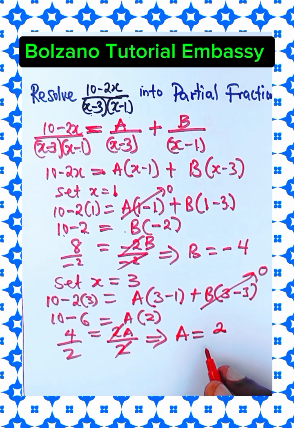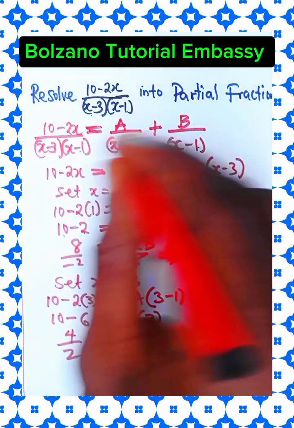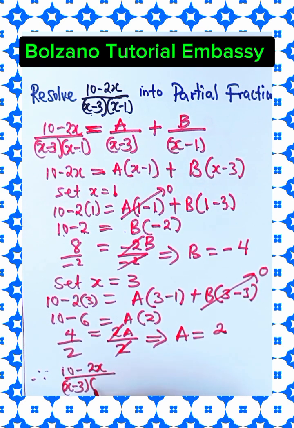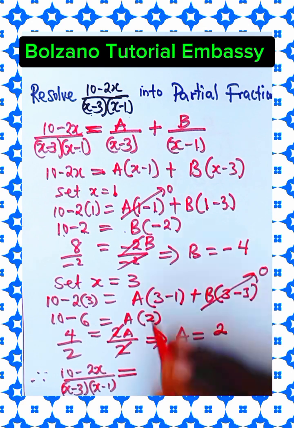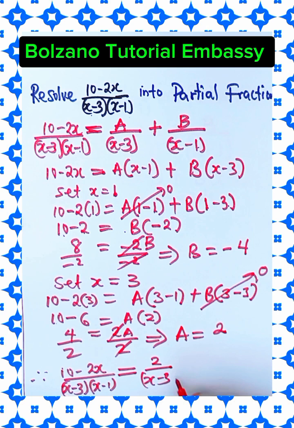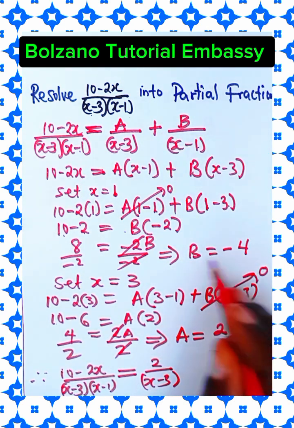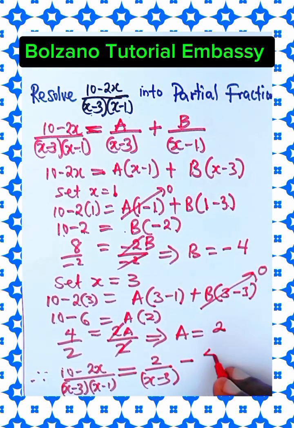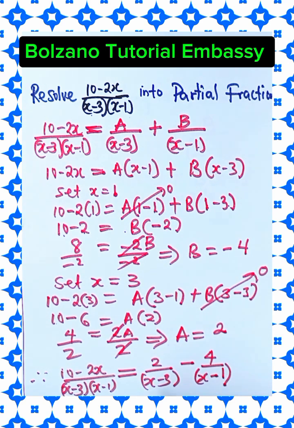Now we have our constant terms. a is 2, b is minus 4. Now coming back to the original expression, therefore, (10 minus 2x) all over (x minus 3)(x minus 1) is equal to, in place of a, we'll substitute 2 all over x minus 3. Then this is plus b. Now b is negative, so a negative times a positive will give us a negative. So b is 4 all over x minus 1. And these are the corresponding partial fractions of this compound fraction.